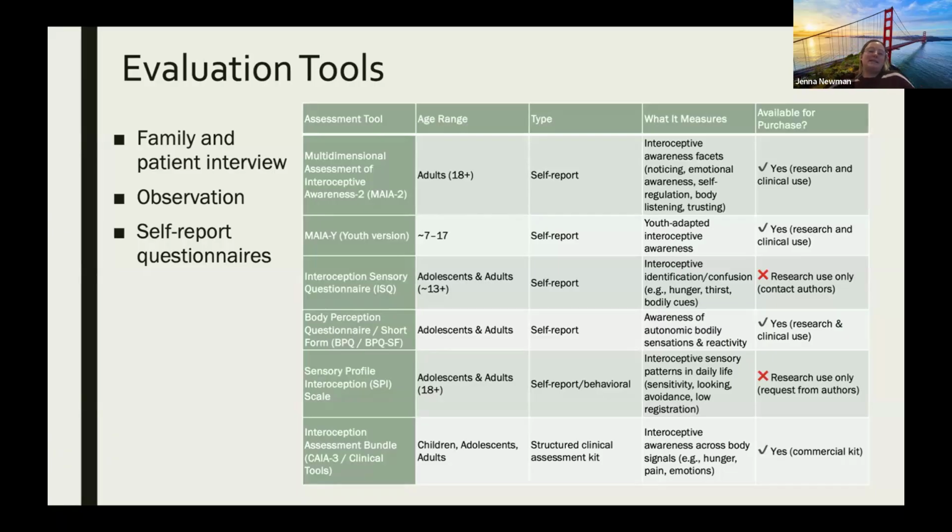The third test is the Interoception Sensory Questionnaire, or the ISQ. This one is currently aged for adolescents to adults, age 13 plus, also a self-report. And it asks very similar questions to the MAIA, but it asks more about hunger, thirst, and bodily cues. And this one so far is only used in research, but you can contact the authors and get a non-standardized form that you can use in practice.